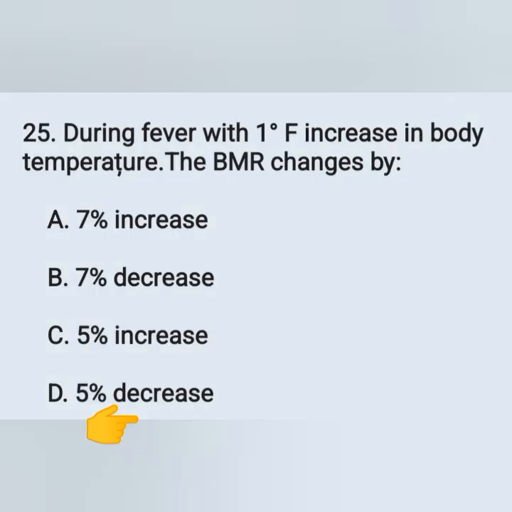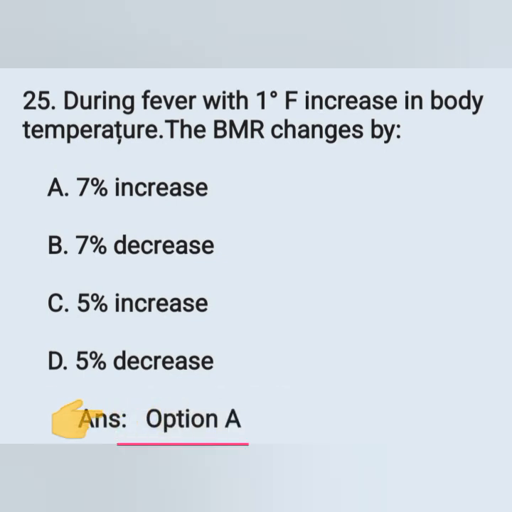Move on to the next question. During fever, with 1 degree Fahrenheit increase in body temperature, the BMR changes by: option A, 7% increase. Option B, 7% decrease. Option C, 5% increase. Option D, 5% decrease. And the correct answer is BMR changes by 7% increase. Option A is the correct answer.